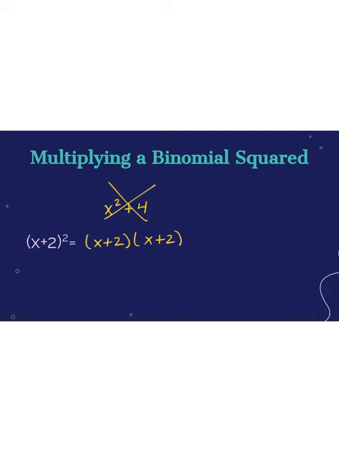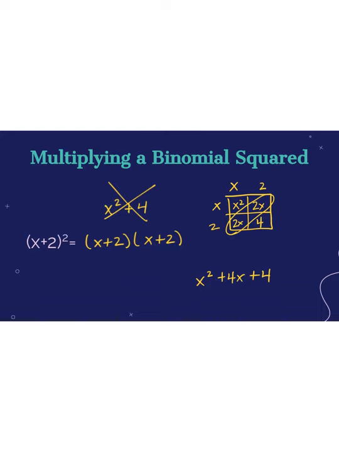And then you can use your box method to solve. So I have x and a 2, x and a 2. x times x is x squared. 2 times x is 2x. 2 times x is 2x, and 2 times 2 is 4. Start with my highest power, x squared. I can combine the two middle ones, 2x plus 2x is 4x, and plop my last one, my constant, down.